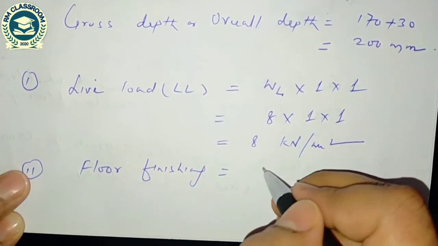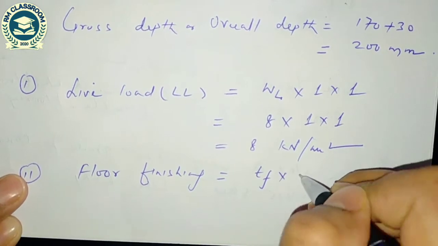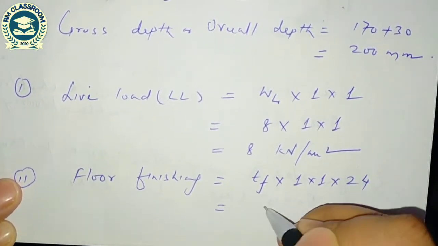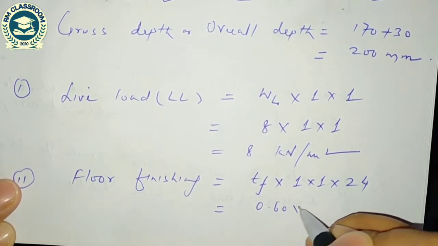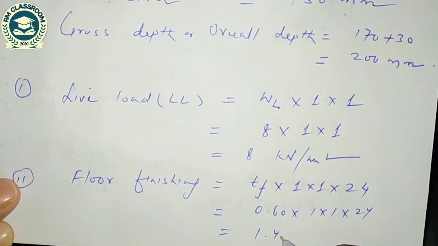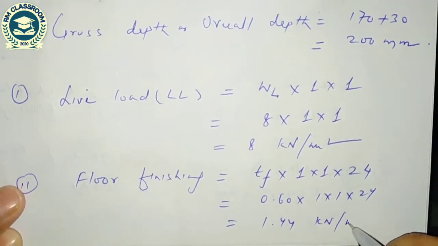So thickness of floor TF into 1 into 1 into unit weight 24 kilonewton per meter cube. So 0.6 into 1 into 1 into 24. So it is coming 1.44 kilonewton per meter square.